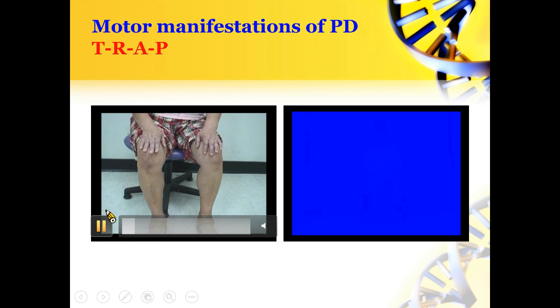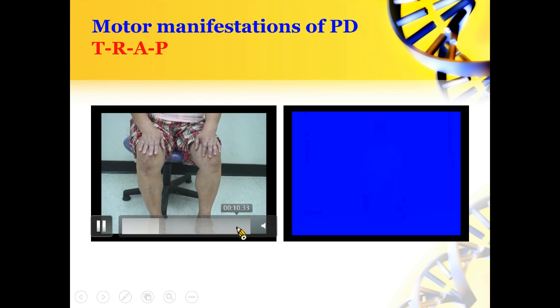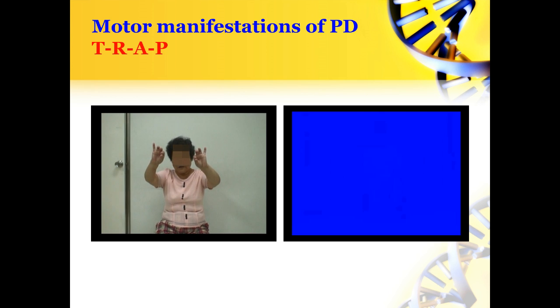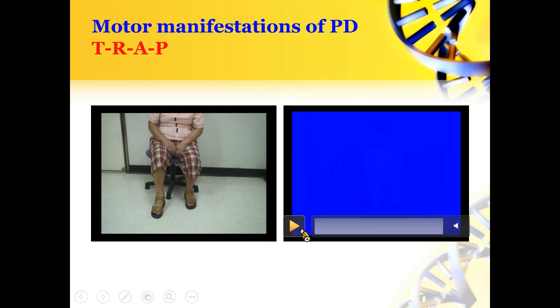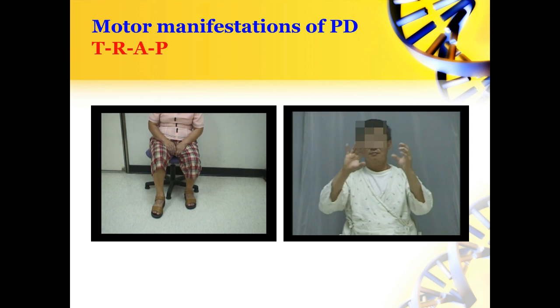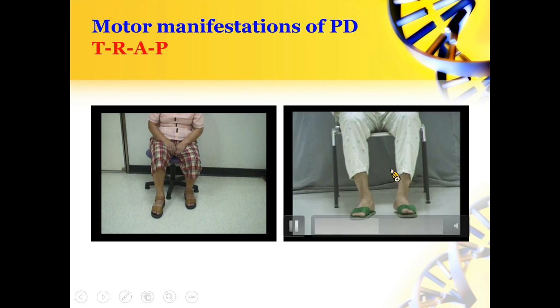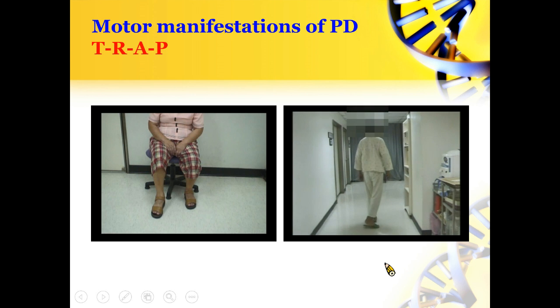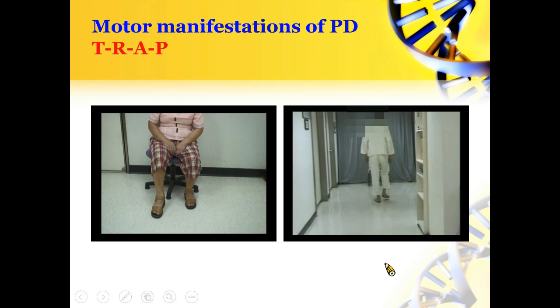This is a video clip demonstrating the tremor of hand and legs at rest in a 60-year-old lady. The other video shows slow motion of left hand and foot. Also reduced left arm swing on walking in this gentleman.